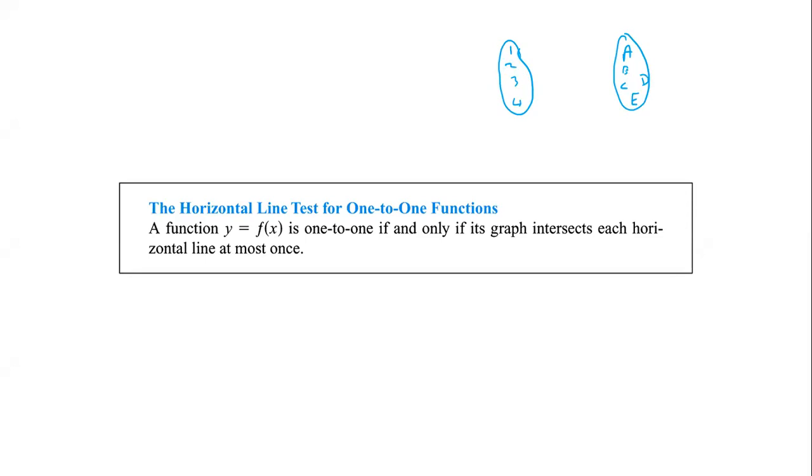4 values here. We have 5 values here. If we map A to 1, B to 2, C to 3, and 4 to E, okay? Is D mapped to anything? No, it's not. So can we call this function 1-to-1?